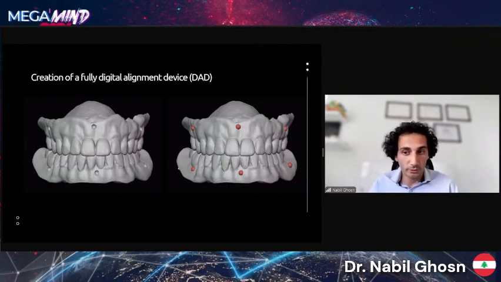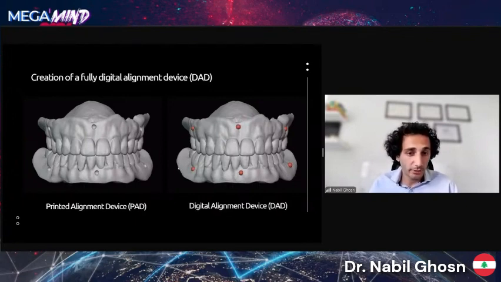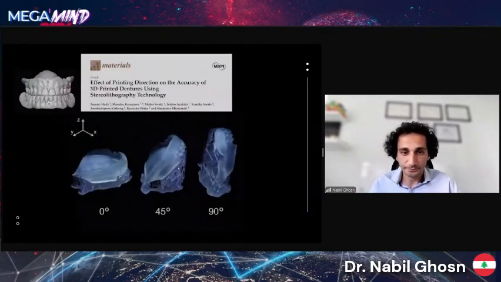Like this, we will have two models. The first one is the printed alignment device, or the pad, the device that we will print physically. And the other one is the DAD, the digital alignment device that we will use inside the software for the superimposition because it already holds those markers.